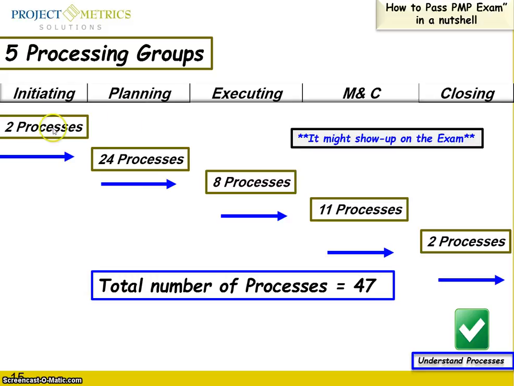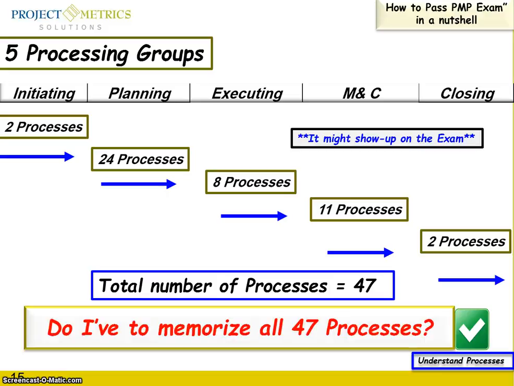What are the components of every process group? The total number is 47, and you have to be worried about it. I'd like you to memorize every one to know that the initiating has two processes, develop project charter and identify stakeholders. You have to go through every one to know what is related to initiating, what is related to planning, and so forth. Now, do I have to memorize all the 47 processes?